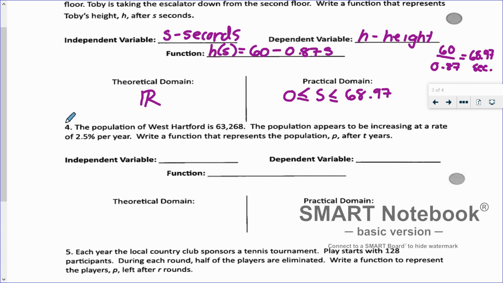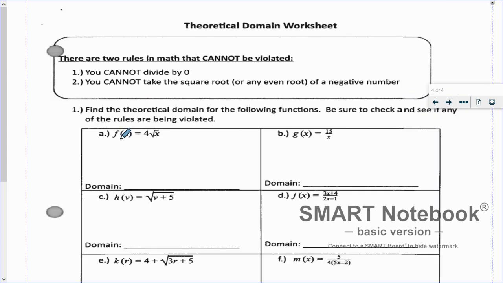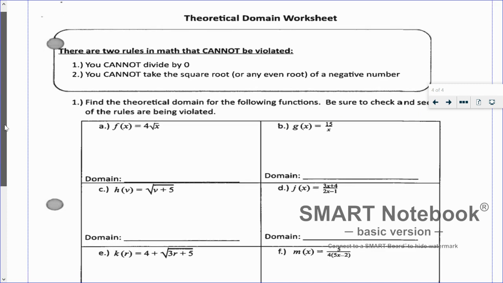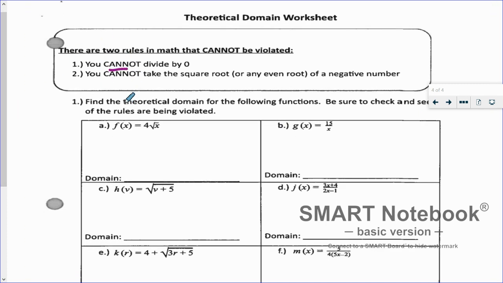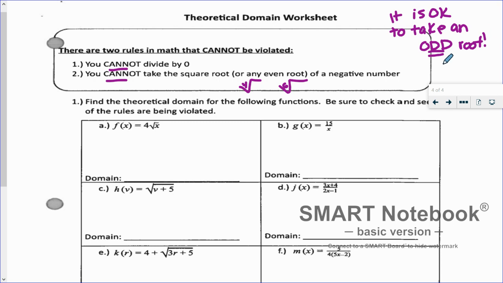All right, perfect. We're going to skip 4 and 5. We're actually going to come back to them later on in this unit when we get to exponential functions. So let's look at how to find the theoretical domain. So again, you cannot divide by 0. You cannot take the square root or any even root. So square root, fourth root, sixth root of a negative number. It is okay to take an odd root. That's okay. So cube root or fifth root is okay.